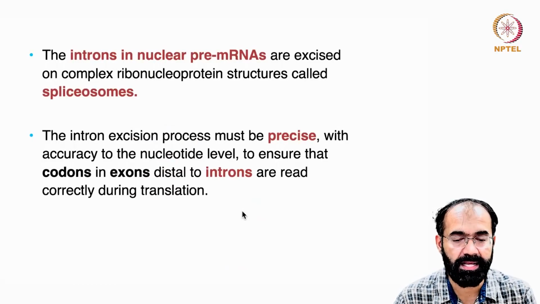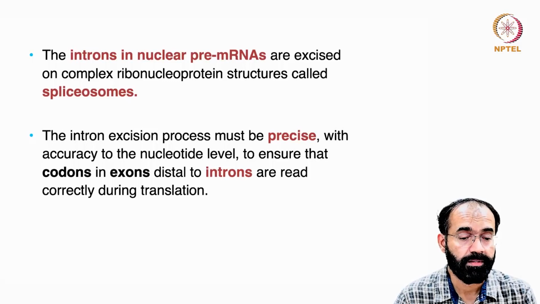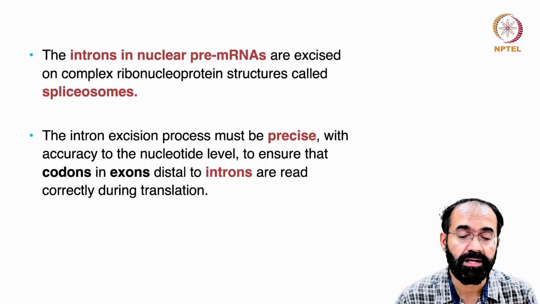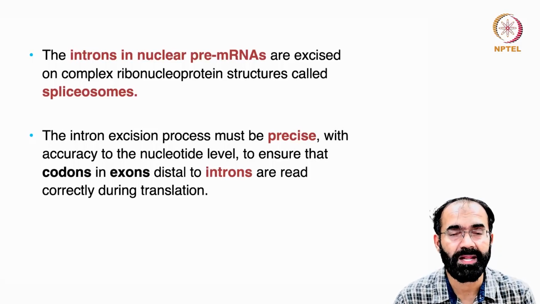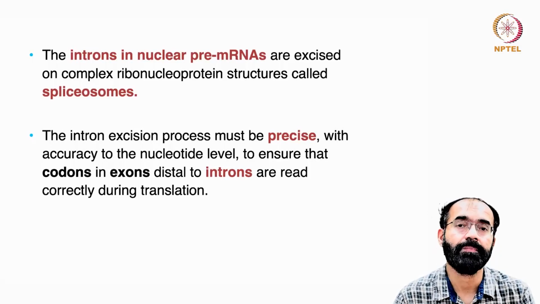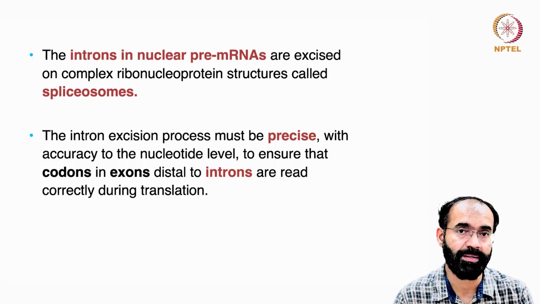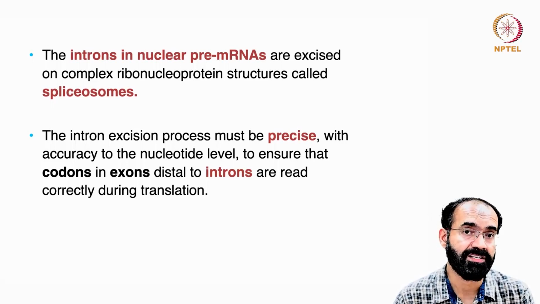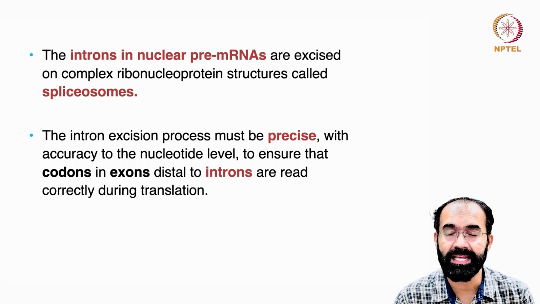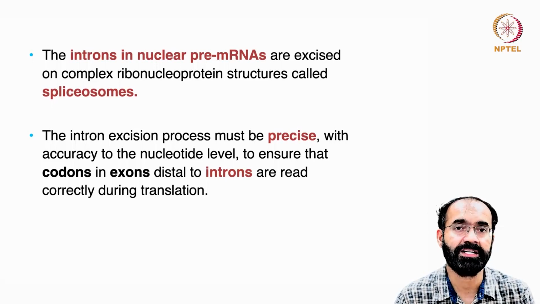Introns in nuclear pre-mRNAs are excised on complex ribonucleoprotein structures, and we call them spliceosomes. Spliceosomes are very extensive, and in some model organisms such as yeast, there are a bunch of other proteins which are not traditional spliceosomal proteins. They also participate in this splicing reaction. But remember, the maturation of pre-mRNAs is very complex and stringently processed, because if any error happens in mRNA maturation, that can have a long-lasting effect, sometimes even deleterious.